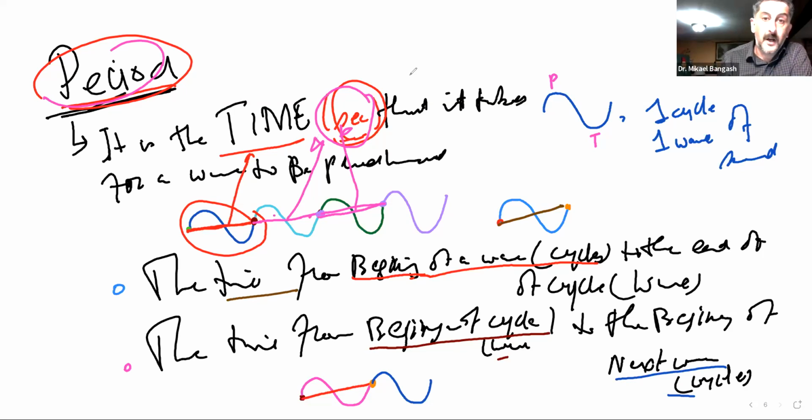So it all depends upon how much time it takes a cycle of one sound wave to complete. That will be the period of that sound wave or cycle.